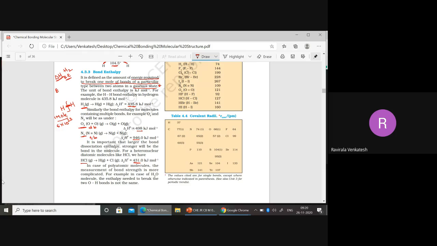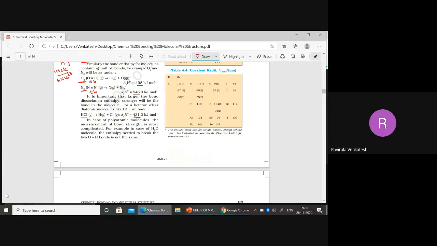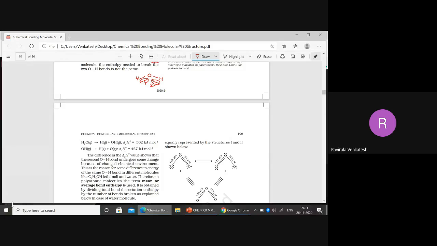In this way we can calculate. But here, for diatomic molecules, the atoms have only one bond between them. When you consider polyatomic molecules like water, several types of bonds will be there, a first one and a second one. In that case, the calculation is a little bit difficult for us.